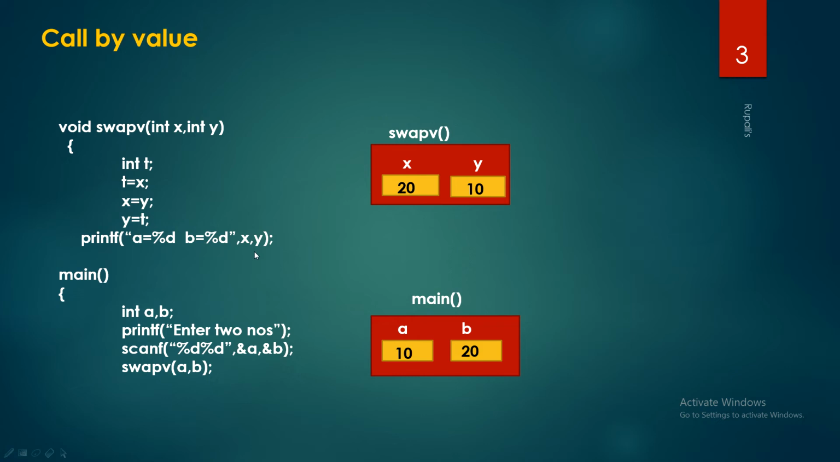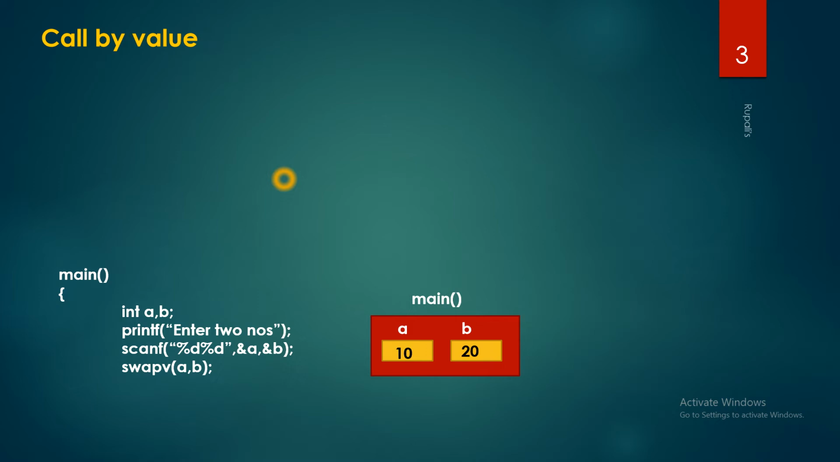Now you want to print the values. So what is the value of x now? It is 20. What is the value of y now? It is 10. Now when the swap v function is completed, what happens? The variables of the swap v function release their memory, releasing RAM.